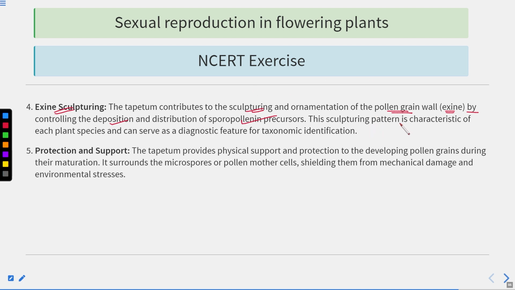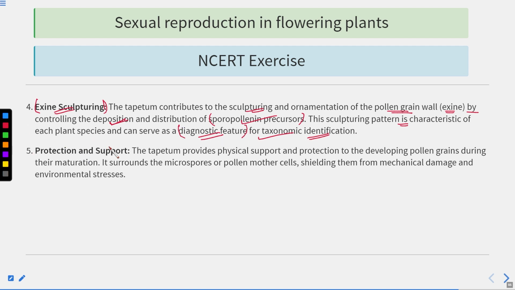Now, this sculpturing pattern is characteristic of each plant species and can serve as a direct diagnostic feature for taxonomic identification. So, this exine sculpturing is done by the sporopollenin. There is a deposition of the sporopollenin in some unique pattern. So, this pattern can be used for the taxonomic identification of the species. Okay. This pattern is quite unique and can be used as a characteristic or diagnostic feature.